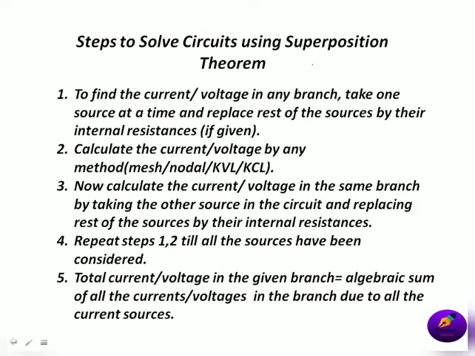Second, calculate the current or voltage by any method, that is mesh analysis, nodal analysis, KVL or KCL. Third, calculate the current or voltage in the same branch by taking the other sources in the circuit and replacing the rest of the sources by their internal resistance. Fourth step, repeat 1 and 2 till all the sources have been considered. Fifth and last step, total current or voltage in the given branch is equal to the algebraic sum of all the currents or voltages in the branch due to all the sources.